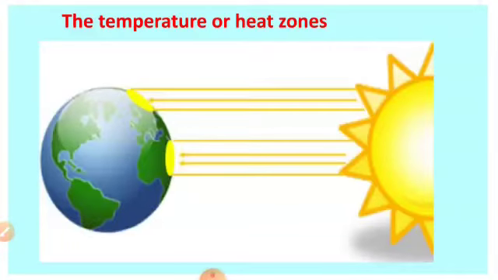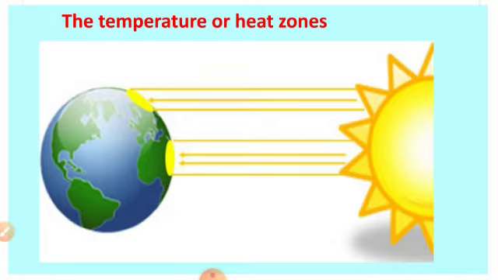In today's class, we are going to discuss the temperature or heat zones. What is a temperature zone? Temperature zones are determined by the amount of sunlight received by a region. Since the earth is shaped like a sphere, different parts of the earth receive different amounts of sunlight. Can you see the sun rays which fall on the different regions of the earth?